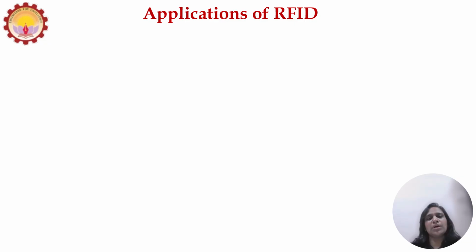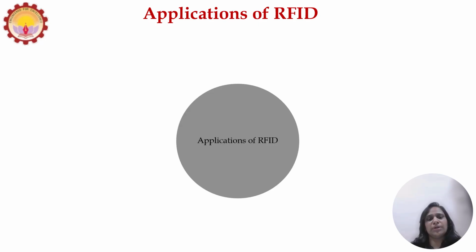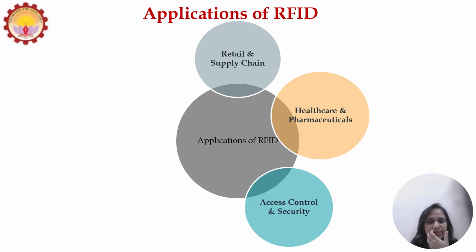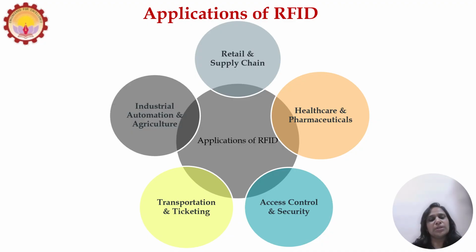When we look at the applications, RFID applications are everywhere in day-to-day life. Basically it is used in retail and supply chain systems, healthcare and pharmaceutical systems where the tagging of medicines happens, then access control and security. Here the RFID tags are used. Also transportation and ticketing systems, industrial automation and agriculture. So in this way, RFID tags are used everywhere.